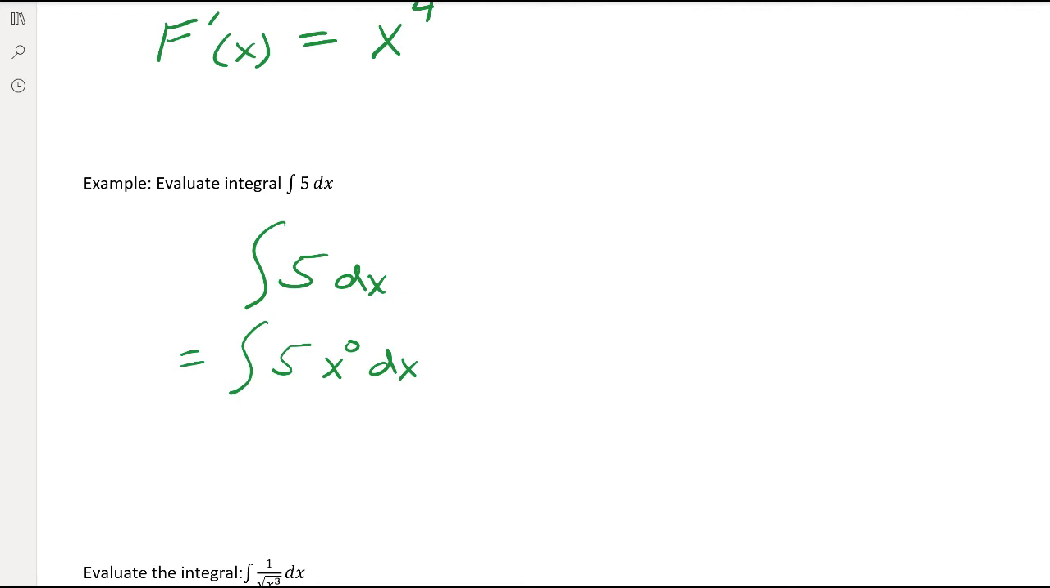Because x to the 0 power is 1. 1 times 5 is 5. So I have not changed the actual integral yet. Okay. Now we can do the integration.